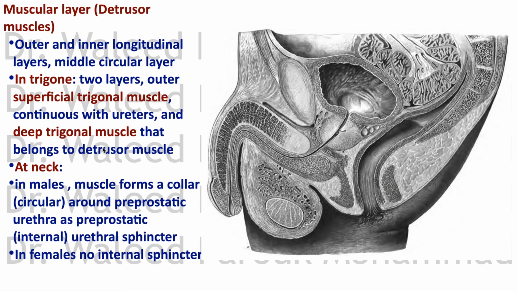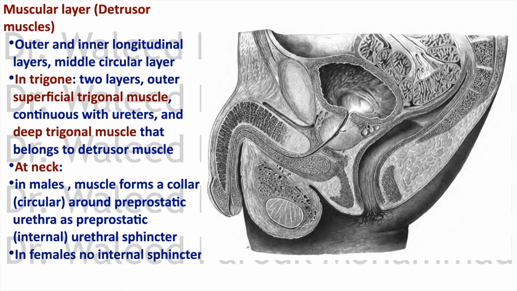The muscular layer of the urinary bladder is called the detrusor muscle. All over the bladder, it's three layers: outer and inner longitudinal and middle circular layer. Only in that area of the trigone, it thins into two layers: the deep trigonal muscle, which belongs to the detrusor muscle, and the superficial trigonal muscle, actually derived from the walls of the ureters as they enter the urinary bladder. So only two muscle layers: inner deep trigonal muscle and superficial trigonal muscle.